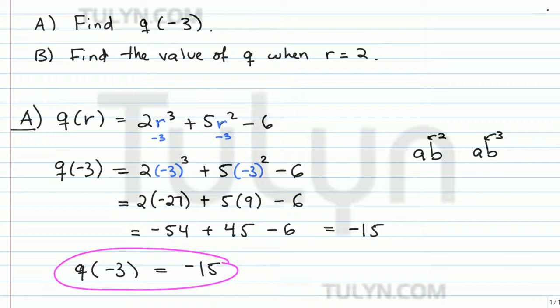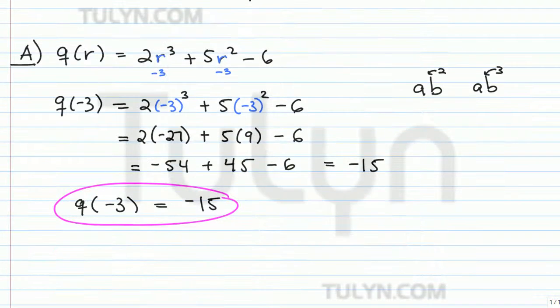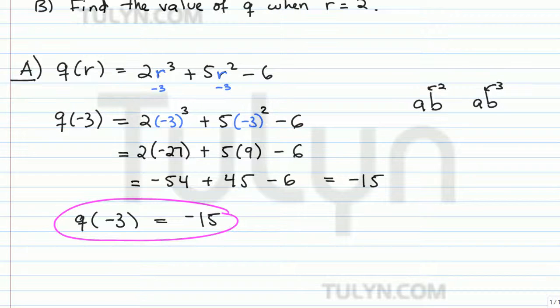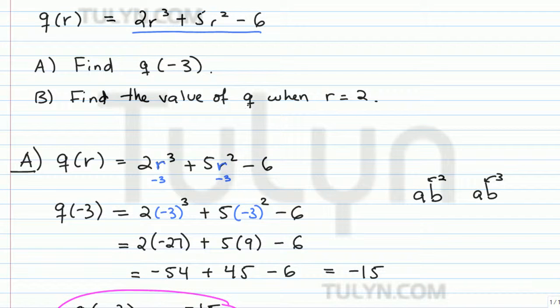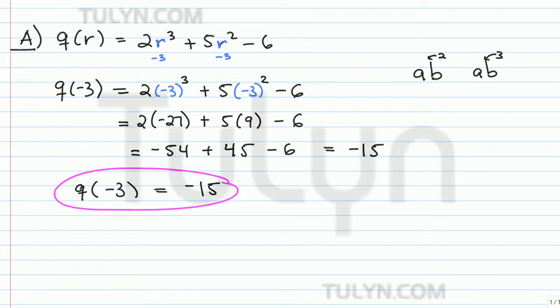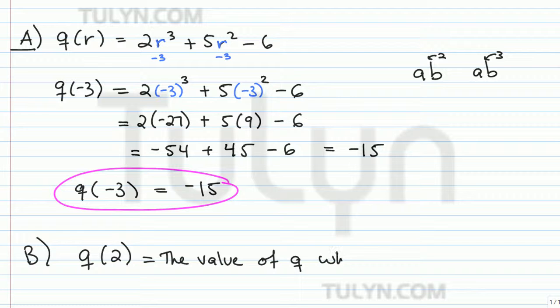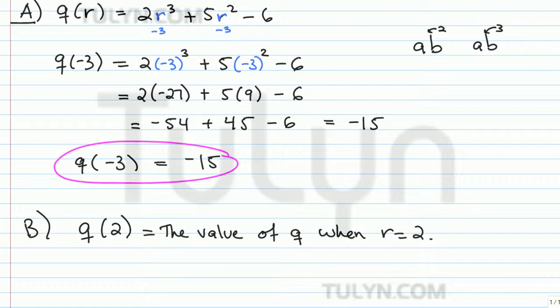Now part B wants you to find the value of q when r is equal to 2. Notice that what it's asking you for part B is sort of the same thing as part A. It wants you to pretty much evaluate q of 2, which is the value of q when r is equal to 2. As it turns out, A and B are just using the same method, but with different numbers.